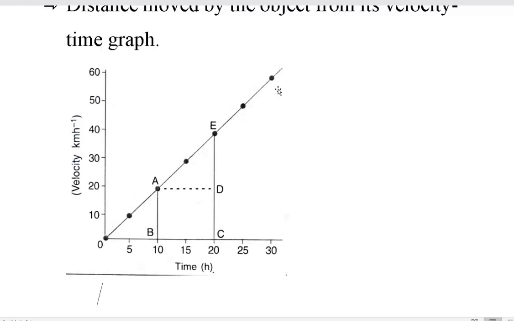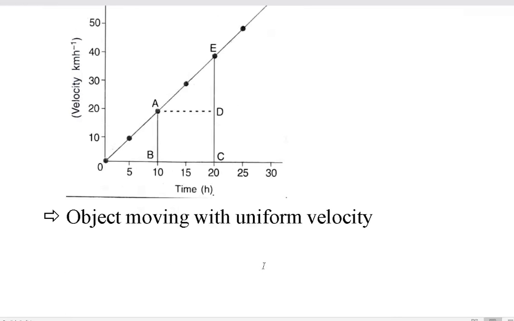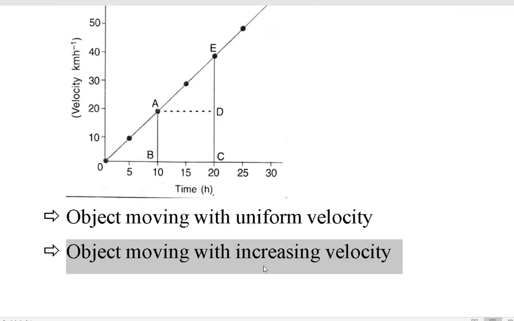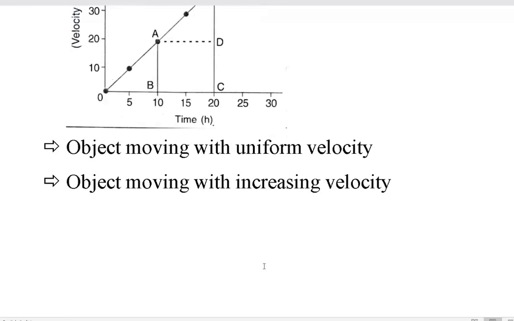Here, two conditions are possible. One, when the object is moving with uniform velocity. And the other one is the object moving with increasing velocity. Let's say the object is moving with uniform velocity. And now, let's understand this graph.